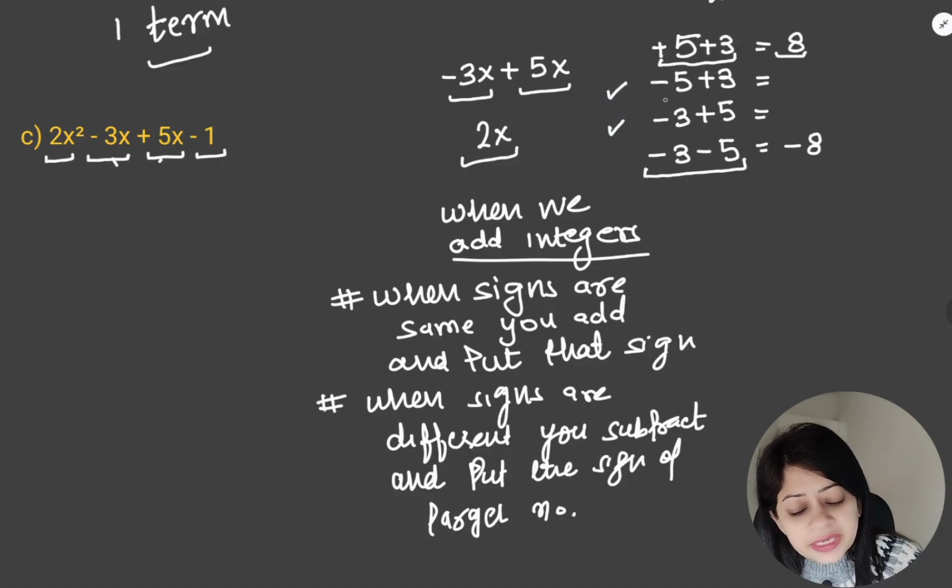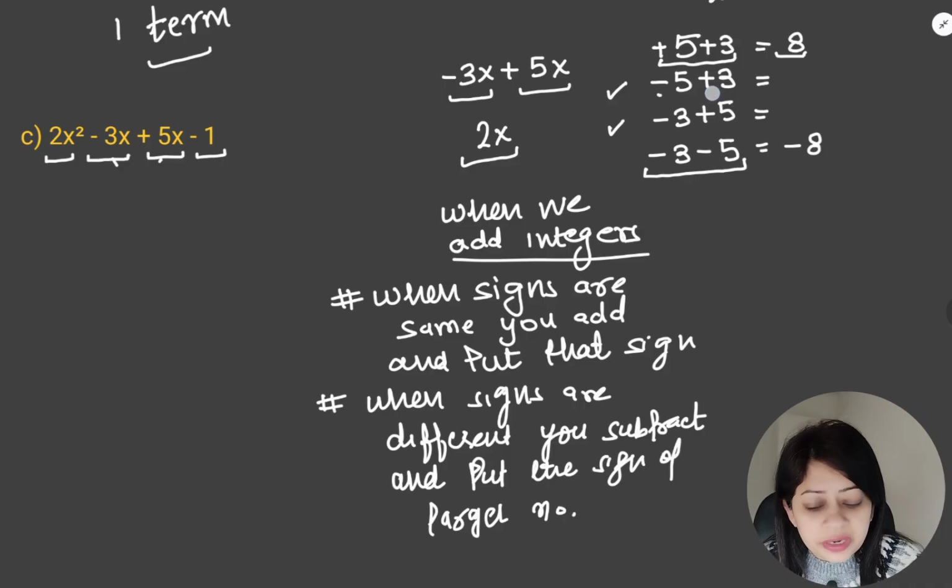Now you see these two cases. Here we have minus 5 plus 3. Here we have minus 3 plus 5. In both of these, signs are not same. Here 5 is negative, 3 is positive. So signs are different. Here 3 is negative, 5 is positive, signs are different. In such cases, what do we do? You subtract. What is the difference of 5 and 3? 2. Now what will be the sign of 2 here?